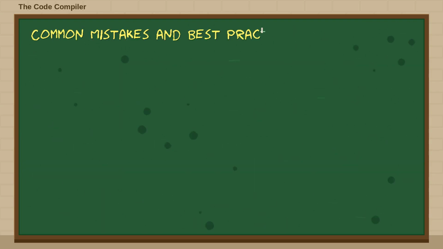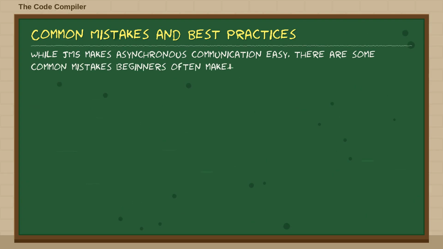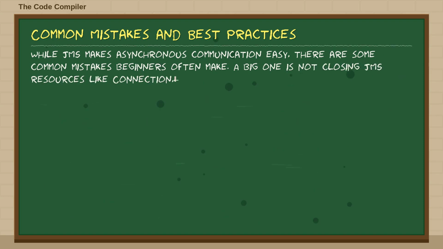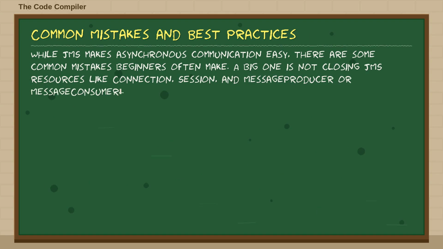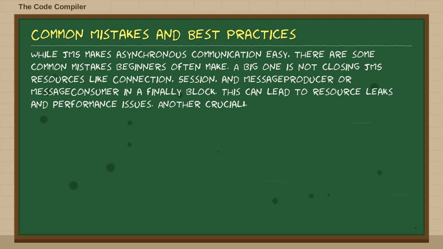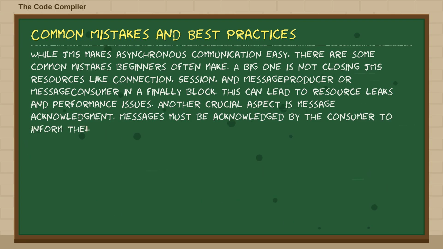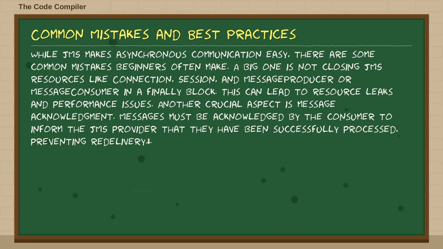While JMS makes asynchronous communication easy, there are some common mistakes beginners often make. A big one is not closing JMS resources like connection, session, and message producer or message consumer in a finally block. This can lead to resource leaks and performance issues. Another crucial aspect is message acknowledgement. Messages must be acknowledged by the consumer to inform the JMS provider that they have been successfully processed, preventing redelivery.